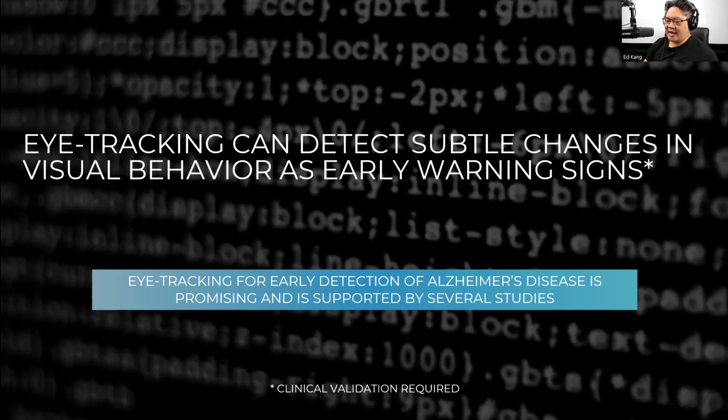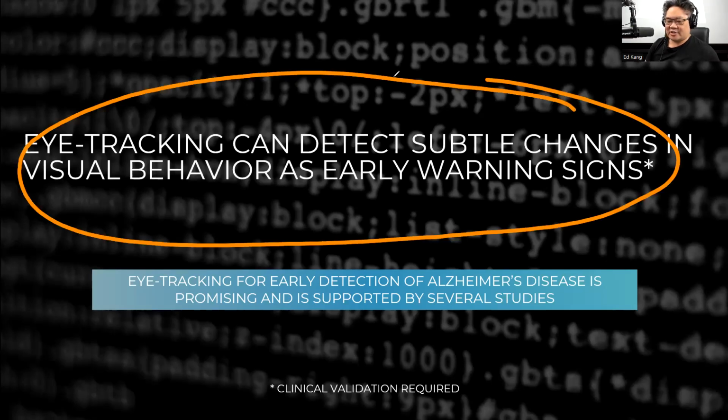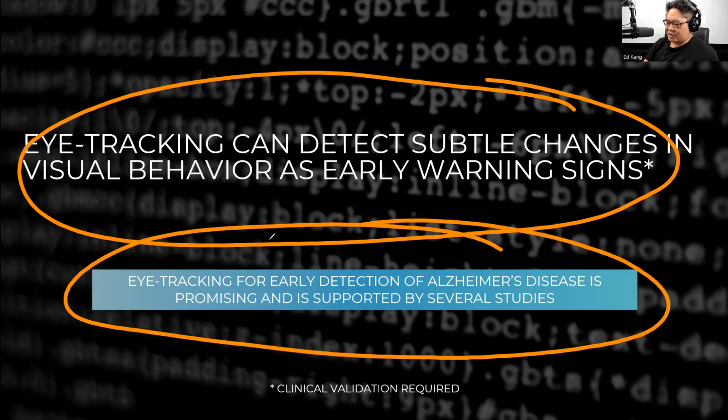Here's the solution slide. And this one actually is a little better than the previous slide because look what you got here. You've got eye tracking can detect subtle changes. There's a solution, visual behavior, early warning signs. And then you've got eye tracking for early detection of Alzheimer's disease is promising, supported by several studies. This is a little bit of a why now statement, but it's better at solving the problem because in the problem statement, we said that people live with undiagnosed Alzheimer's that could be easily prevented. And now we're saying eye tracking can actually solve the problem of diagnosing and preventing Alzheimer's disease.